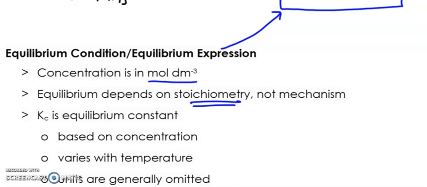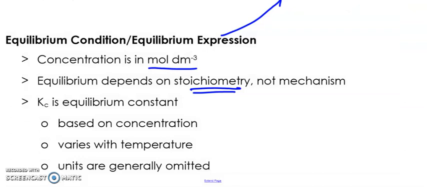Kc is an equilibrium constant that is based on concentration. It does change with temperature, which we'll talk more about later. And the units are generally omitted, so we don't usually write any units. It's just a numeric value.